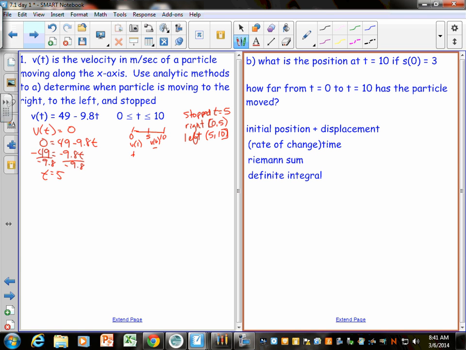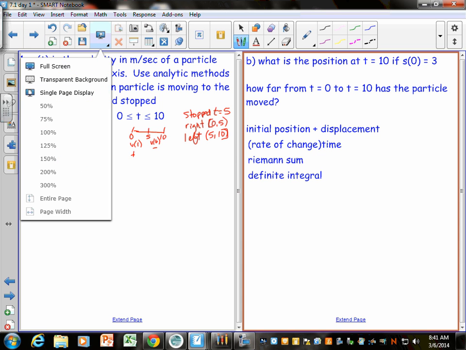So there's more stuff here. Part B says, what is the position at t equals 10 if s of 0 equals 3? This is kind of like some stuff that we just did on the last test. If they want to know the position and I have the velocity, what can I do to find the position function? Take the integral. And why do they give me this point over here? So you can solve for c, right? So same thing we've been doing, it's just kind of maybe looking at it a different way.